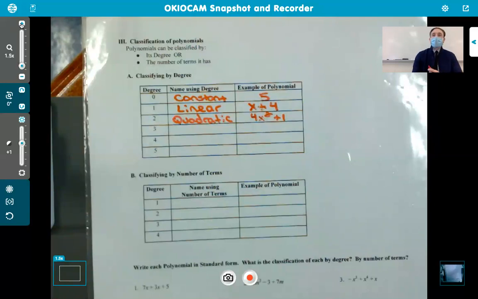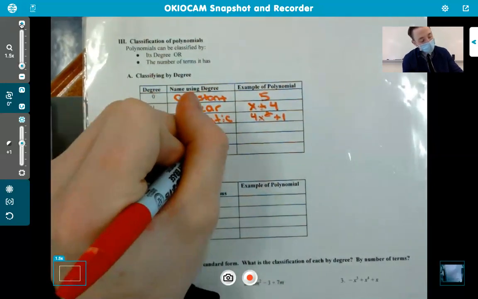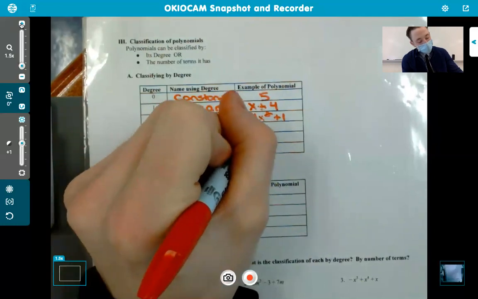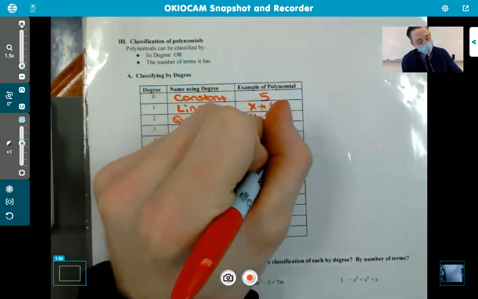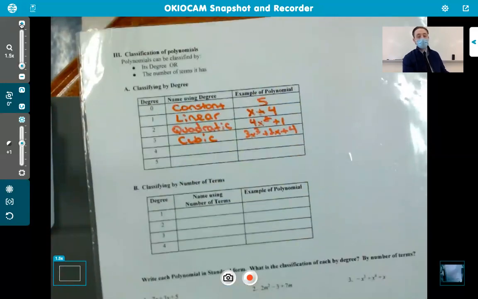If it's of the third degree, what do you think that's called? Good. Yeah. Cubic. So if we have like 3x cubed plus 2x plus 4, the highest degree there is the third degree, which is a cubic function.